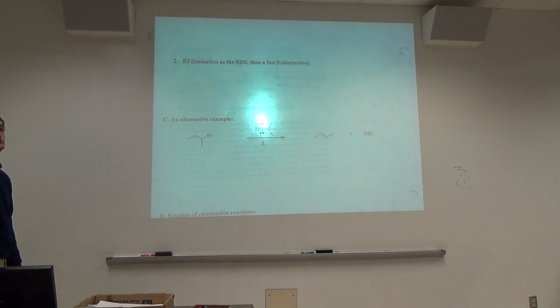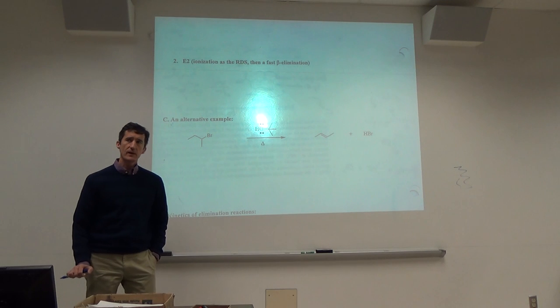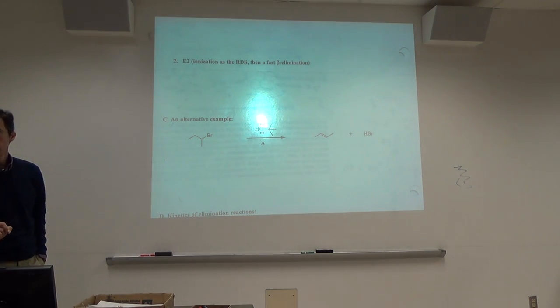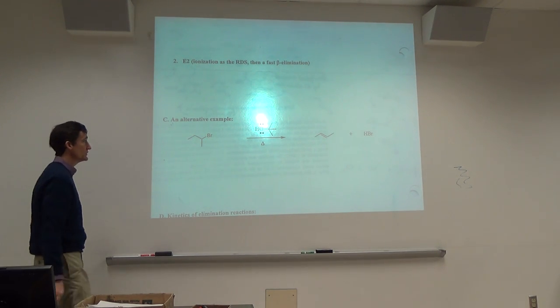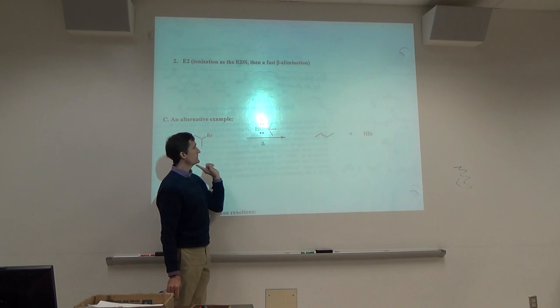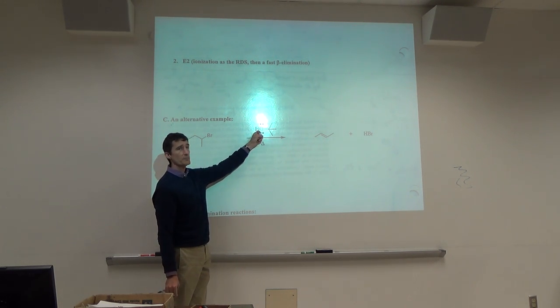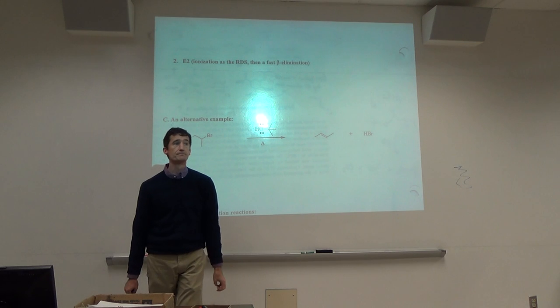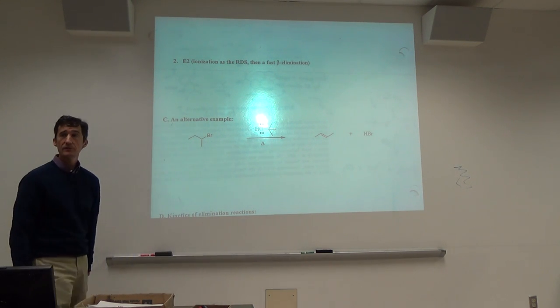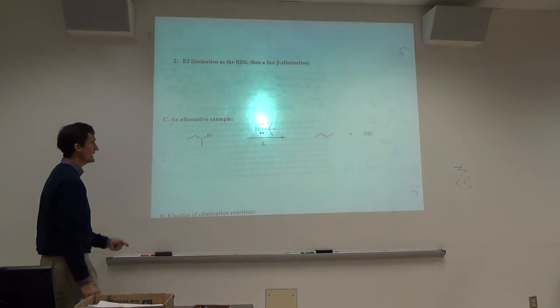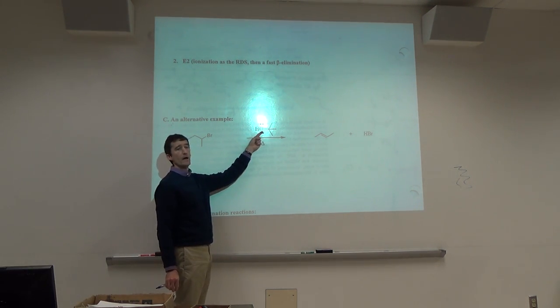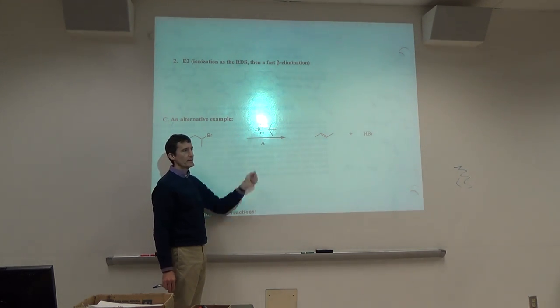Is this E1 or E2? E2 is bimolecular. What does bimolecular require? A strong nucleophile. It also requires a strong base. If you're doing elimination, you call this a base. Is that a strong base? No. Strong bases are just like strong nucleophiles: anions or sp3 nitrogens. Is that an anion or sp3 nitrogen? Weak base. So what's the mechanism?